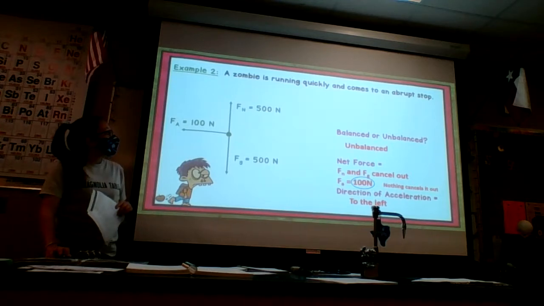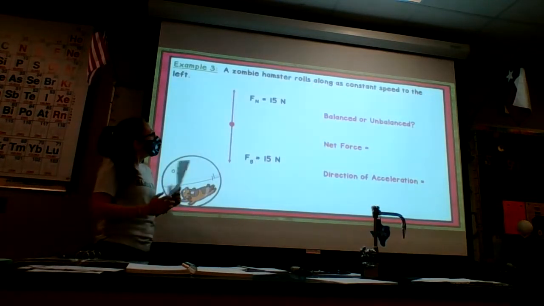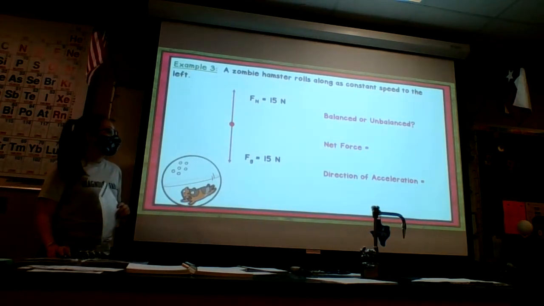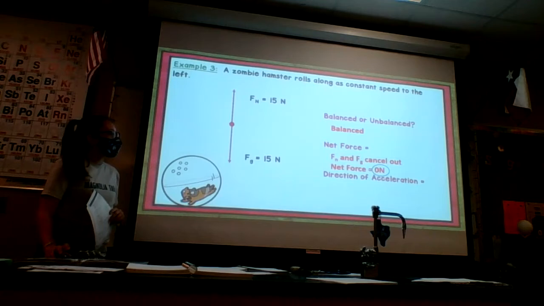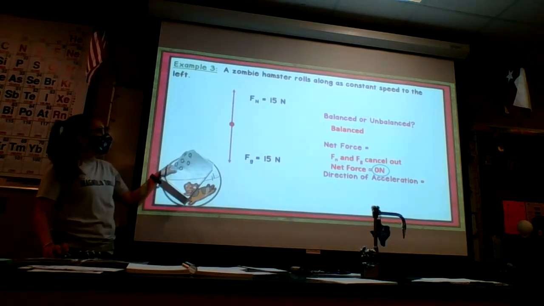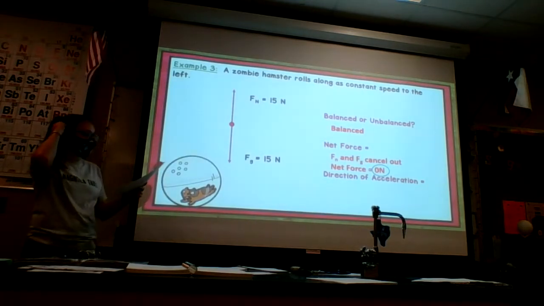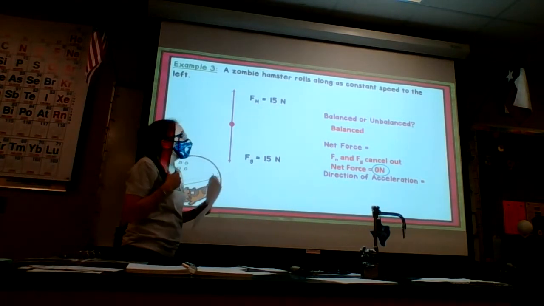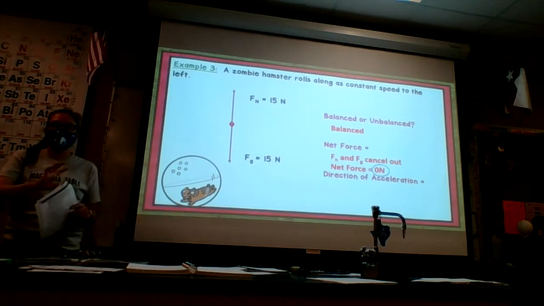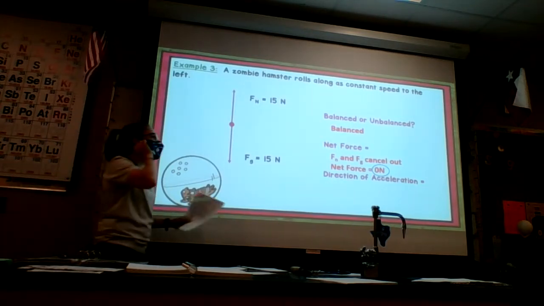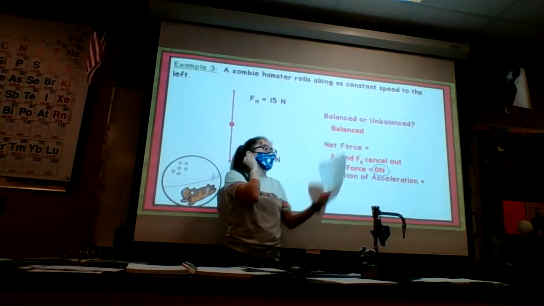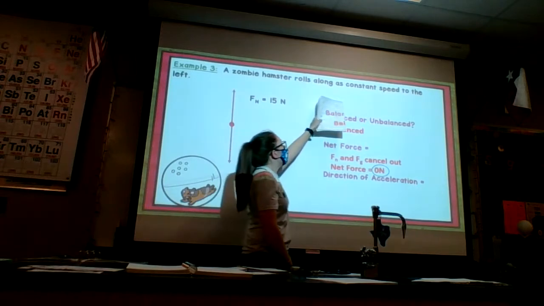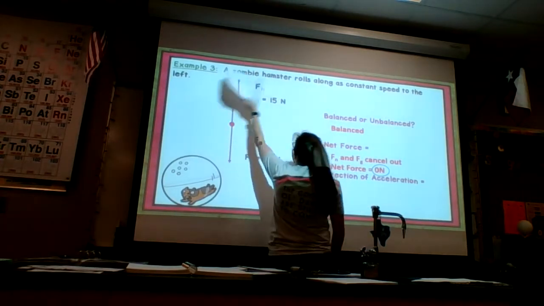All right, so this next one, balanced or unbalanced? Balanced. What would the net force be? 0. Okay, so Fn and Fg cancel each other out. So our net force is going to be 0. Okay, this one, direction of acceleration. Let's talk about this. So our definition of a balanced force says that it's going to keep doing what it's been doing. If I read, it says a zombie hamster rolls along at a constant speed to the left.